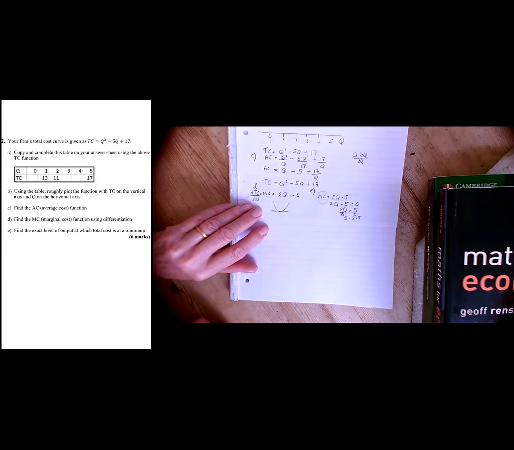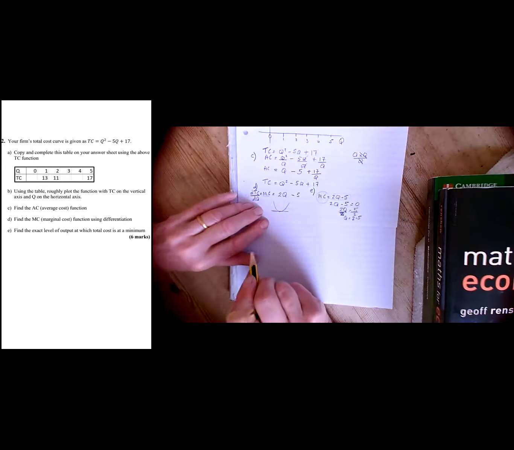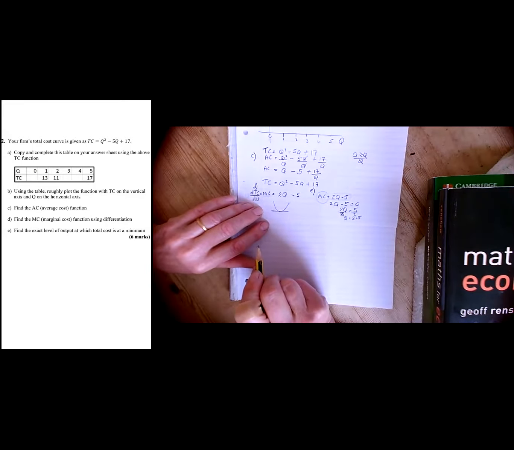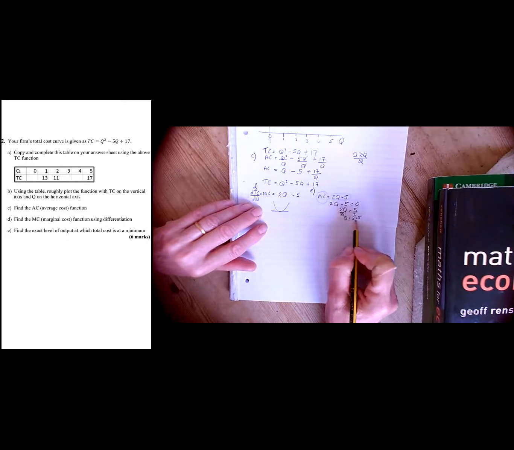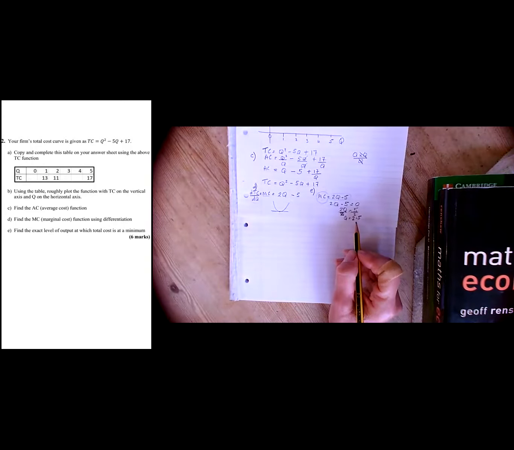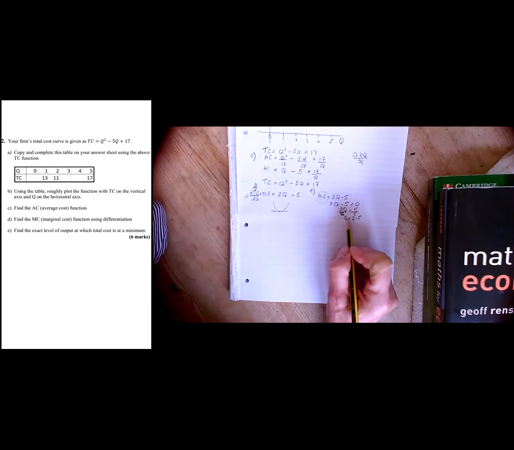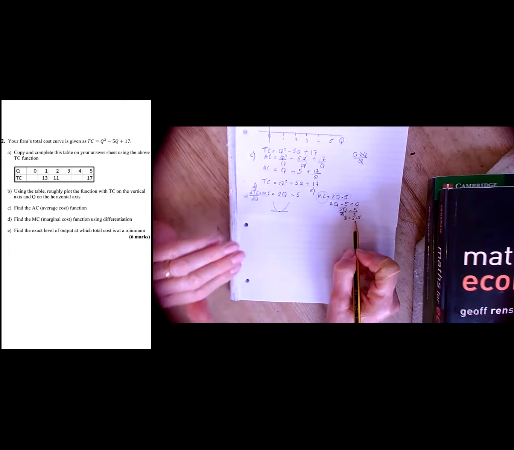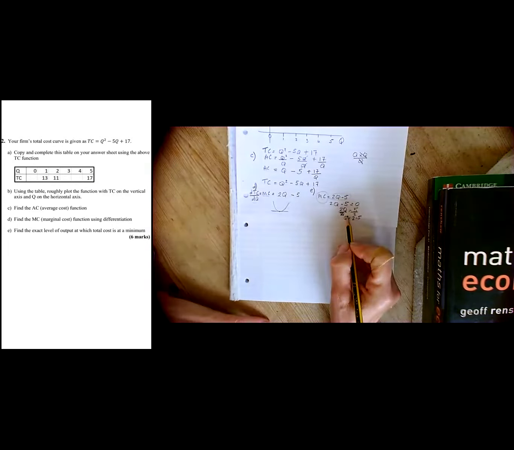So going back to looking at E, the minimum cost happened when Q was 2.5. But of course, that's not the minimum cost. That just tells us what the quantity is at the point at which the cost is minimized. So this could be 2.5 units, it could be 2.5 million, it depends. So what we want to say then is, find the exact level of output.